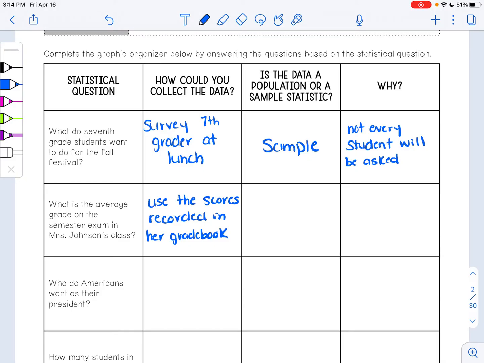Would this be a sample or a population? This would be a population, because it's going to represent the whole class. And then why? Because it's an average of the pieces of data. Because it is an average, all of the pieces of data would be included. So the whole class would be included, because everybody is going to take the exam.